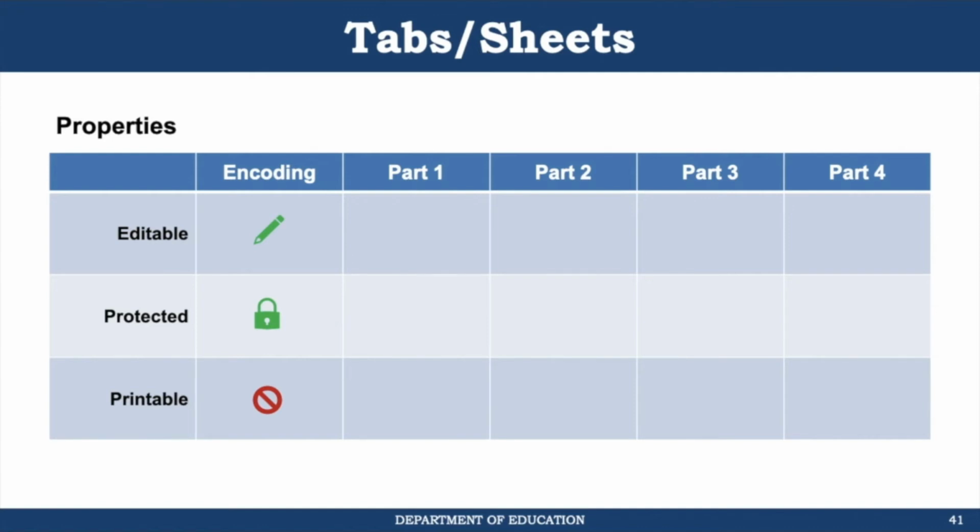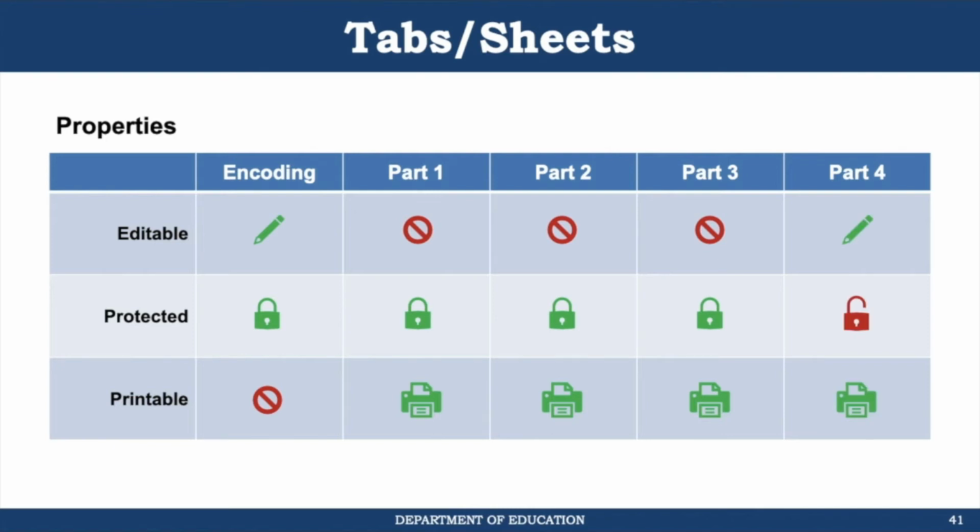For parts 1, 2, and 3, they all have the same properties. They are all not editable because all data that are needed for these parts are encoded in the Encoding tab. They are all protected and not editable and printable. The Part 4 tab is editable but also not protected to allow the users to make any necessary changes for crafting the development plans. And of course, it's printable.